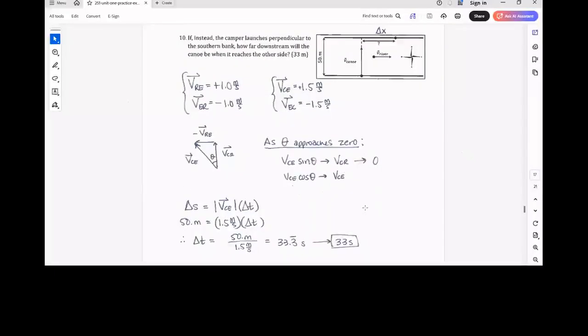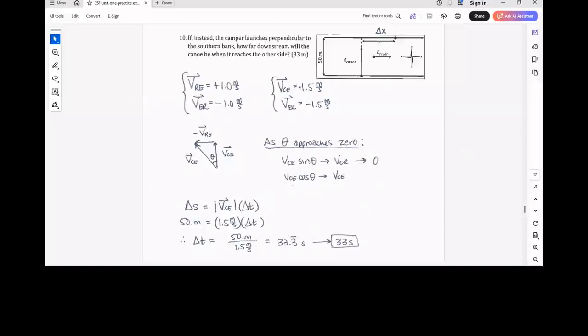So let's try something different. If instead our camper launches perpendicular to the southern bank, how far downstream will they be when they get to the other side? V canoe relative to Earth, now this is angled just straight toward the northern bank. So there's no attempt to counteract the motion of the river. They're just allowing the river to take them further downstream.